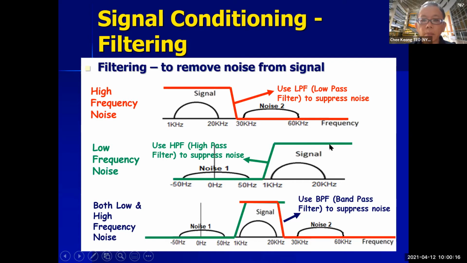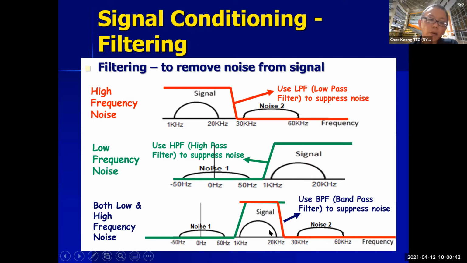With this situation, when the noise is lower frequency as compared to the signal, we use a high pass filter. A high pass filter will suppress the frequencies before its cut off, meaning that noise 1 will be suppressed or eliminated. Whereas the signal, which is after the cut off, within the pass band, will be passed. So you can use this to suppress noise that is lower frequency than the signal.